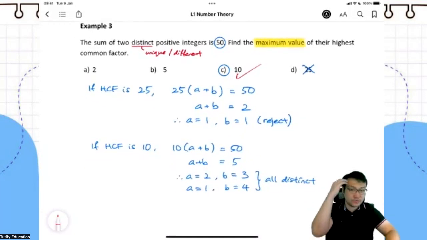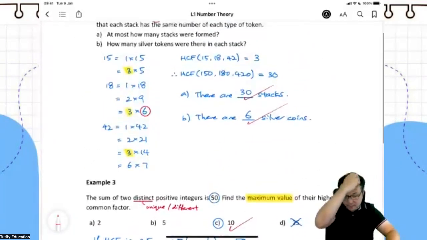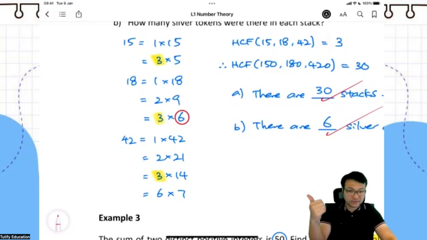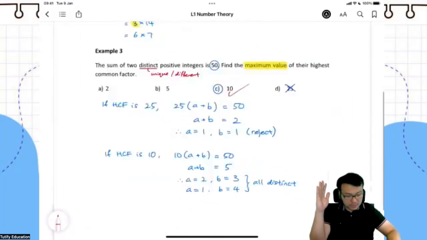Okay, let me revise before we move on. When you go back here, you notice that you can actually make use of the highest common factor to find the total sum of the numbers. 15 plus 18 plus 42, you get 75. But if I take the highest common factor 3, then I multiply it by the bracket 5 plus 6 plus 14, I'm going to get 3 times 25. I'll get 75. So I can use this knowledge and I'm going to test out the numbers using the bracket.